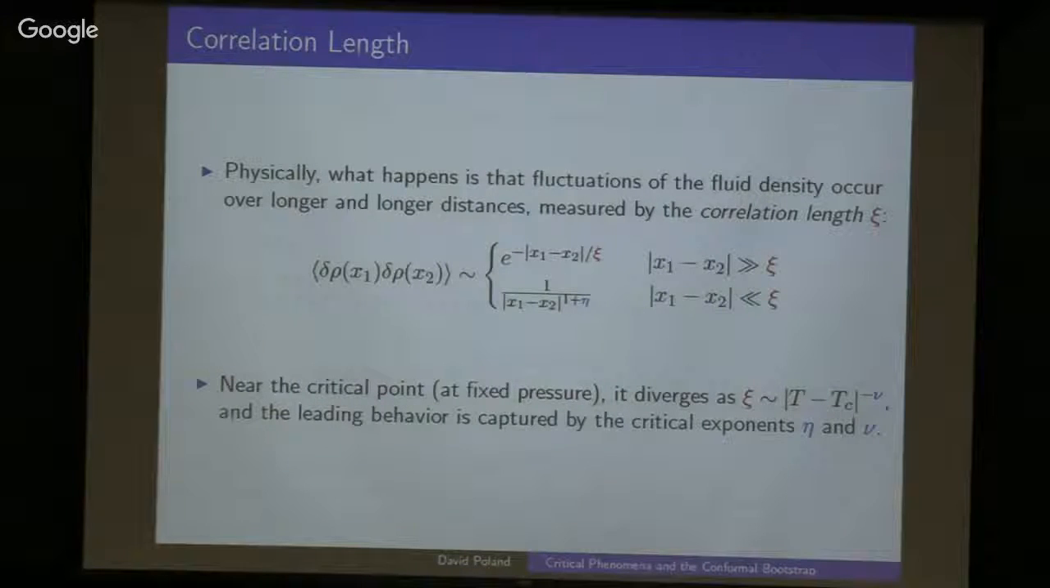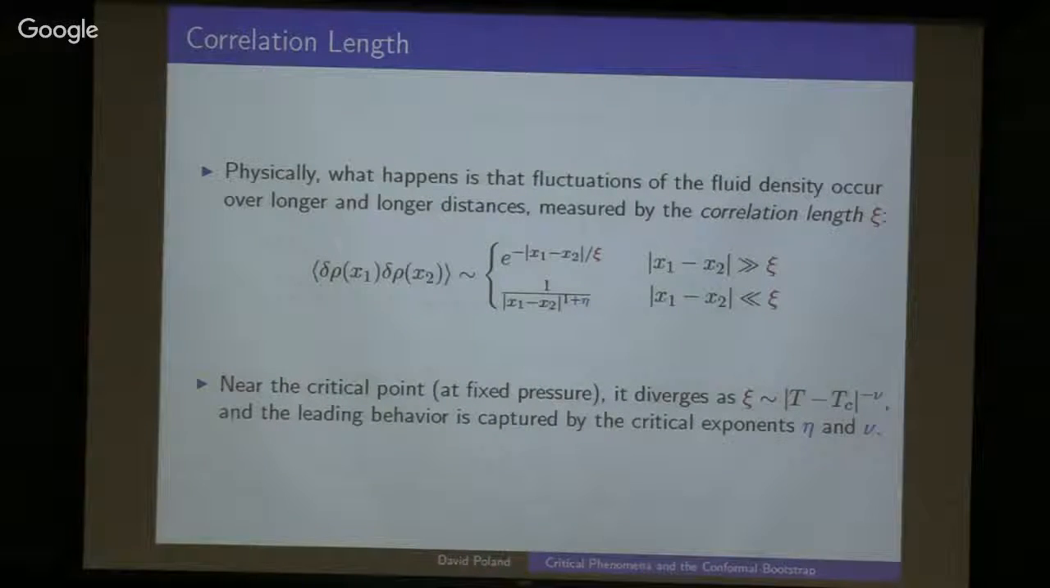Okay, so I said as you approach the critical point, the correlation length diverges. In fact, it also diverges with a power law behavior. As the temperature approaches the critical temperature at a fixed pressure, you can see it behave as T minus T critical to the minus nu power, where nu is some quantity that can be measured experimentally.